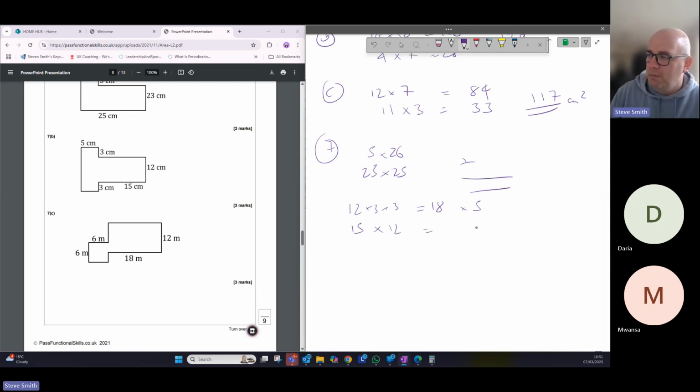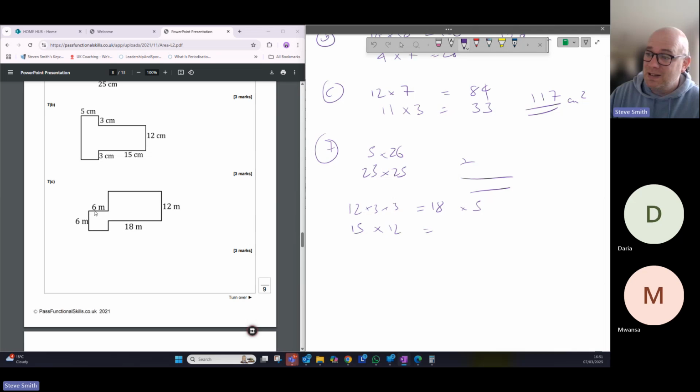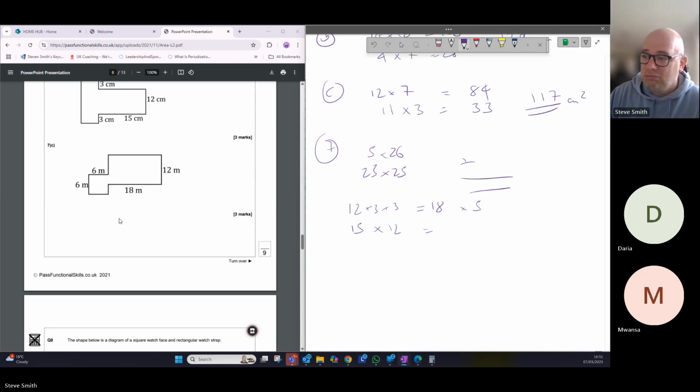And then we'd have that bit there. So we'd add them both together. And that one's no different. That one is no different. We've got 6 by 6. And just because it's hanging off the end, then we've got 12 by 18. So that one is easier than the others because it gives you everything you need.